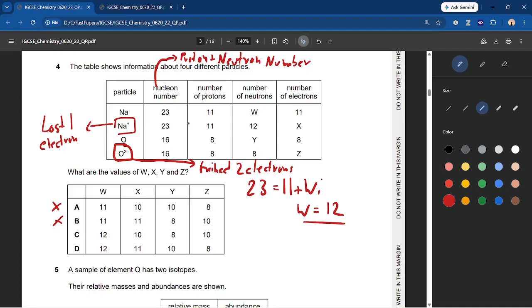Sodium ion, they're asking us the number of electrons. So number of electrons, because it's lost 1, is going to be 11 minus 1, and so X is going to be 10. For oxygen, number of neutrons, so 16 minus 8, so Y is equal to 8. And Z over here, because you have 2 extra electrons, this is going to be 10. So the answer, if we take a look at that, Z is 10, X is 10, Y is 8. Answer is going to be C.